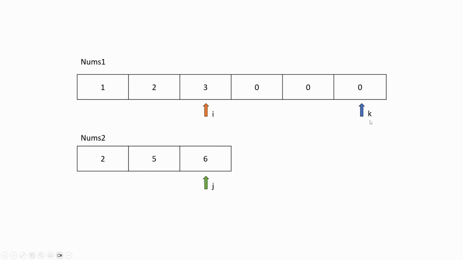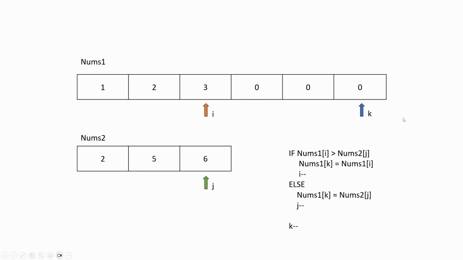The pointer k starts at the size m plus n, because it's the sum of the size of array nums1 and the size of array nums2. Our pointer i starts at the size of the array nums1, and the pointer j starts at the size of the array nums2. At each step we verify which of these values is bigger, and we pass the bigger value to the position k of the array nums1.